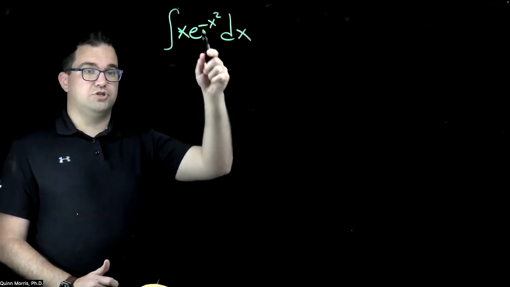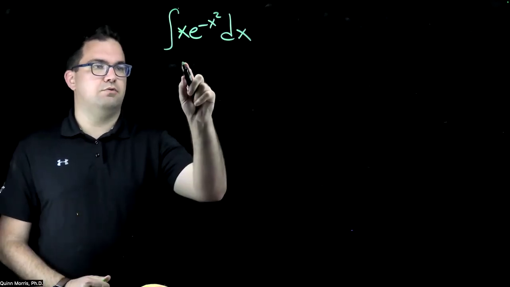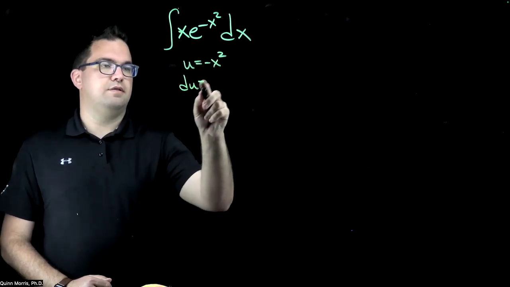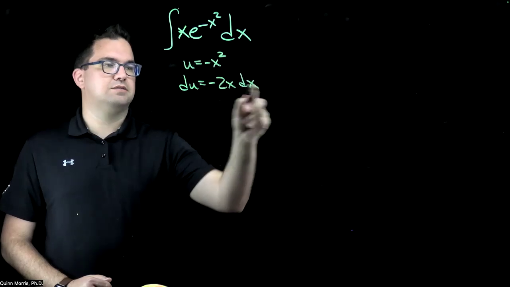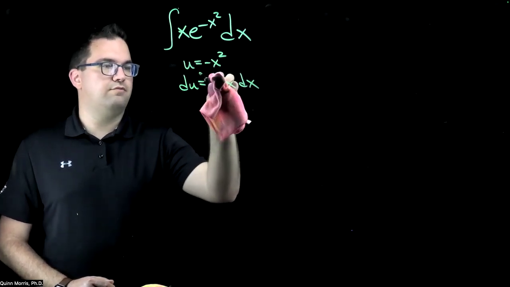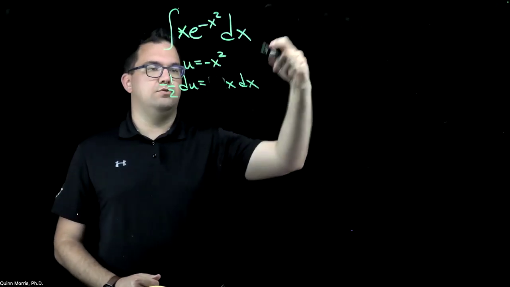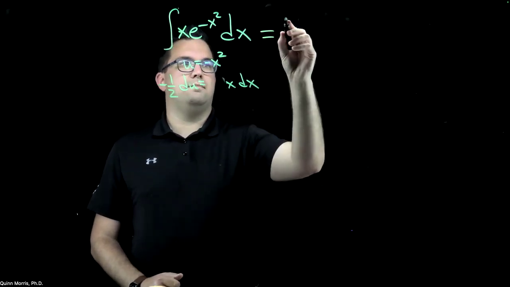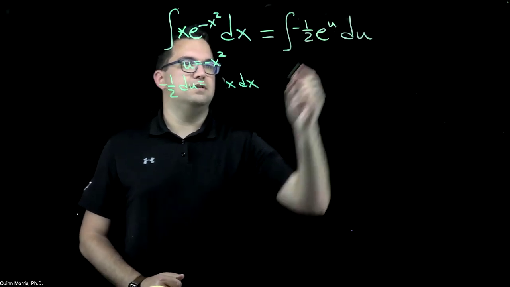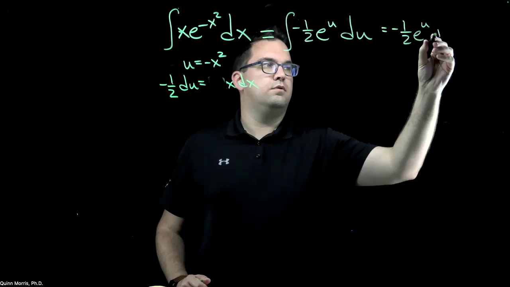And again, looking at this, I see a function, minus x squared, and almost its derivative. Its derivative up to multiplication by some constant, so probably u substitution would work here. So if u is minus x squared, then du would be minus 2x dx. And I just have an x dx, so probably need to bring this minus 2 over. So I'll divide both sides by minus 2. Or sorry, minus 1/2 du is equal to x dx. And so this will become the integral of minus 1/2 e to the u du. And its antiderivative, of course, would just be minus 1/2 e to the u plus c.